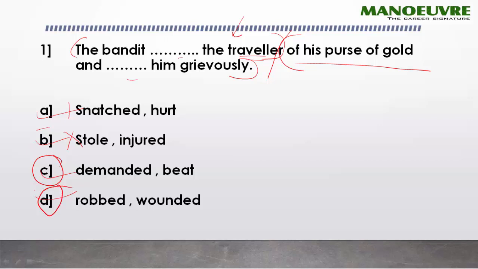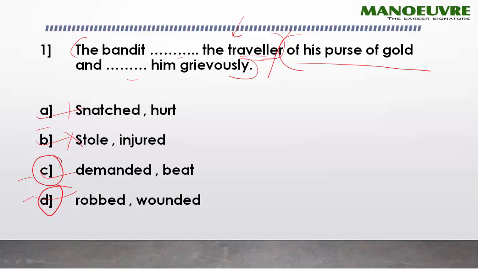It is very much possible. The word robbed is possible. The bandit robbed the traveler, correct? Now, out of the C and D options that we are left with, since we have already ruled out our A and B options, let us see the second half of the sentence.